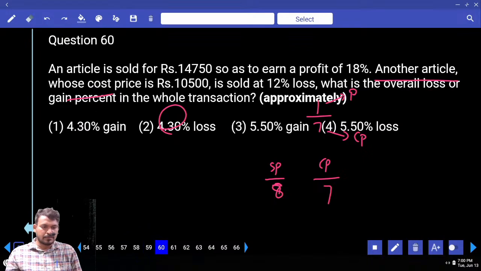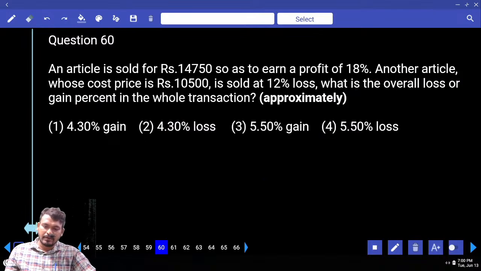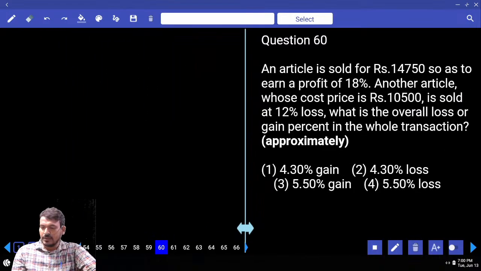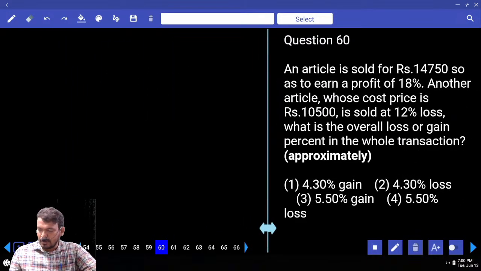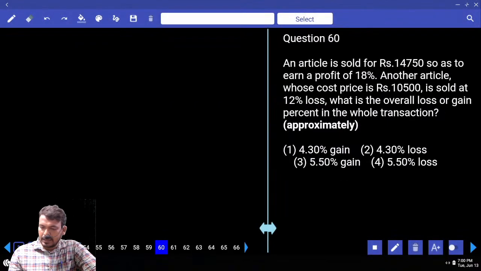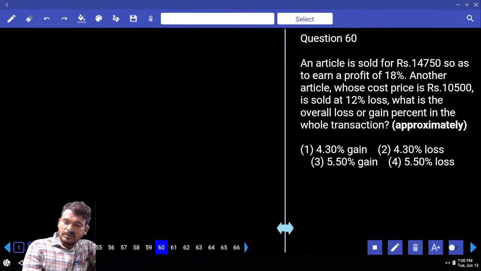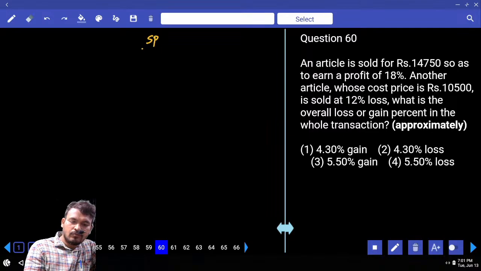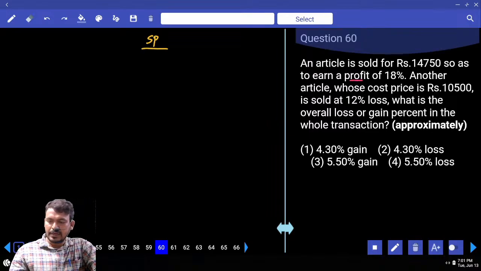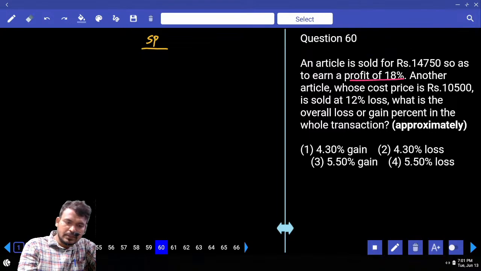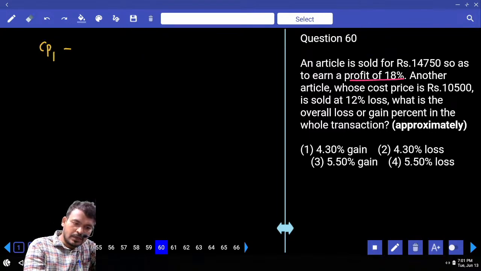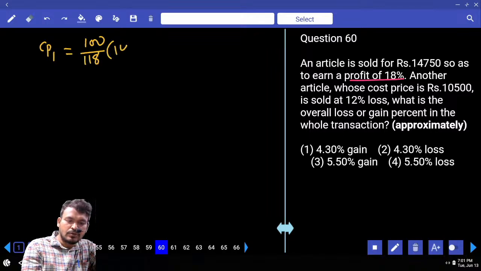Next, question number 60. An article is sold for 14,750 so as to earn a profit of 18%. Another article, whose cost price is 10,500, is sold at a loss of 12%. What is the overall loss or gain in this whole transaction? What is the first one? Selling price 14,750 with a profit of 18%. Means cost price of the first one equals 100 by 118 of 14,750.